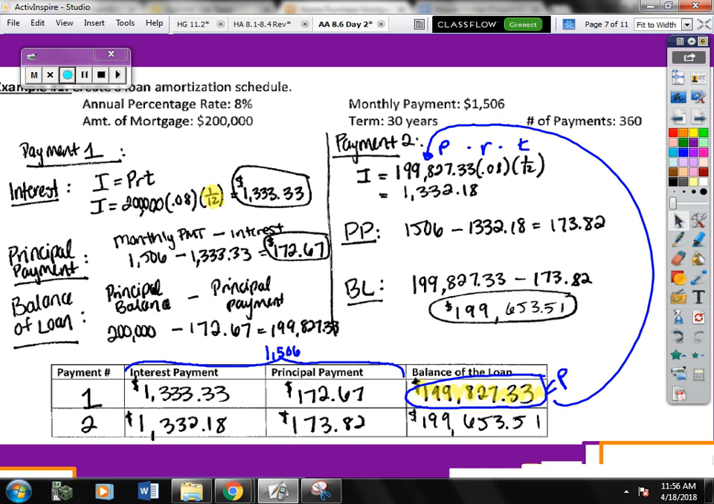So again, you probably want to add those formulas for interest, PRT, T is always 1/12. Principal payment is your monthly payment minus the interest payment, and balance of your loan is the balance of the loan minus the principal payment. So you can add those to your formula sheet so that when you get to your quiz, you don't have to necessarily remember how to do it. You can just follow along with the steps. Okay, let's try one more.